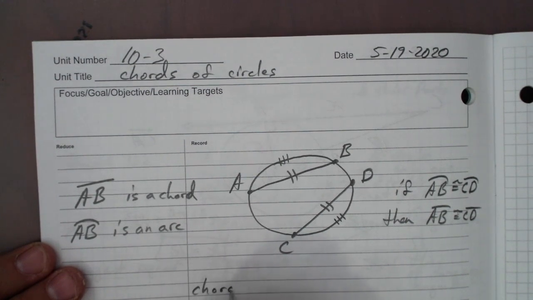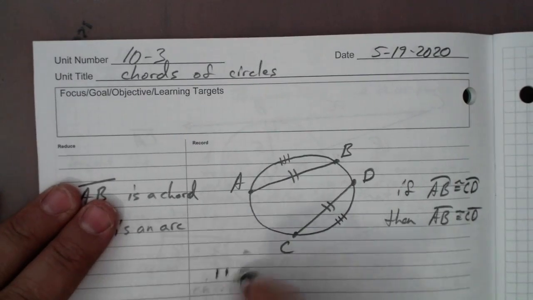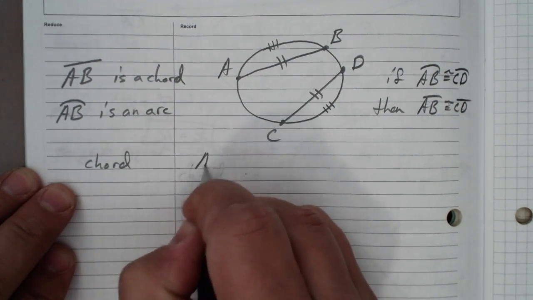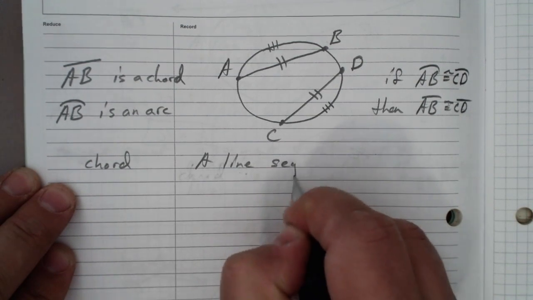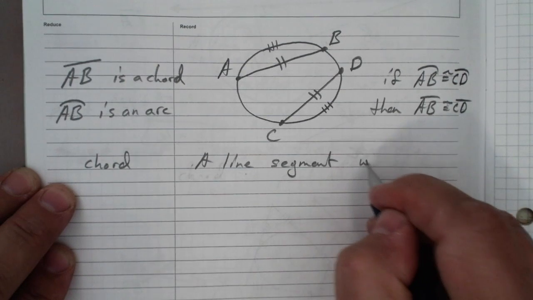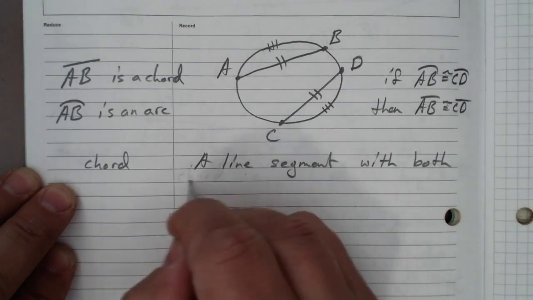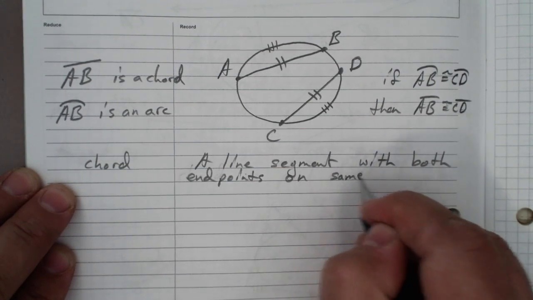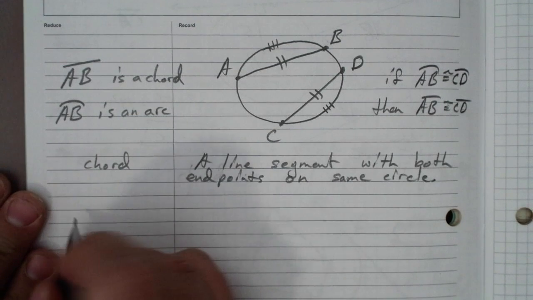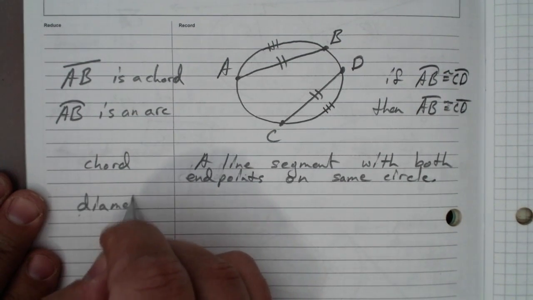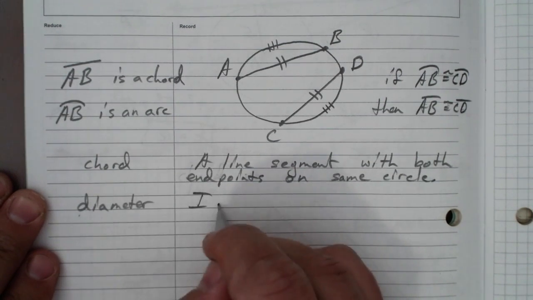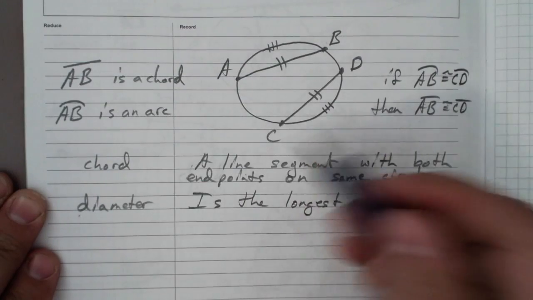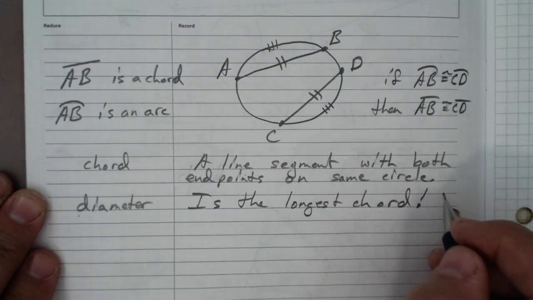So a chord is a line segment with both endpoints on the circle. They have to be on the same circle. Just so happens that a diameter is a chord. The diameter is the longest chord. So if you think about it, you can't get any longer than going straight through the middle. I'm sure you remember that.